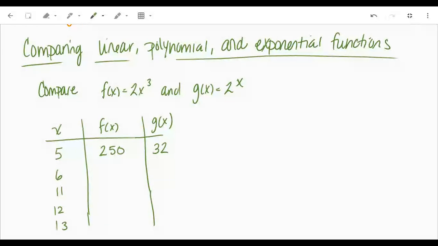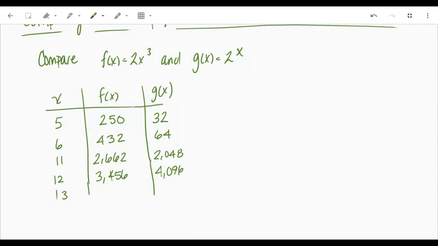2 times 6 to the 3rd power, and then 2 to the 6th, so we'll have 432 and 64. And then for 11, we'll have 2,662 when you do the right calculation, and 2,048. And then we'll have 3,456 and 4,096. And then finally, 4,394 and 8,192. Okay. And then they ask for x greater than or equal to 6.